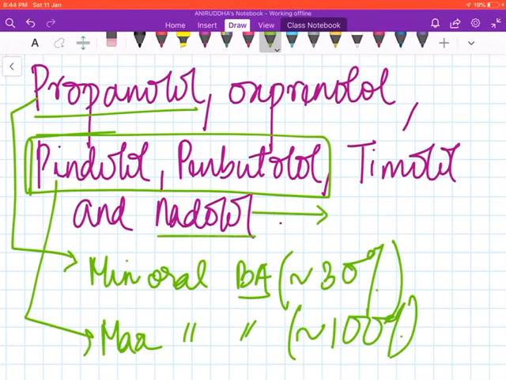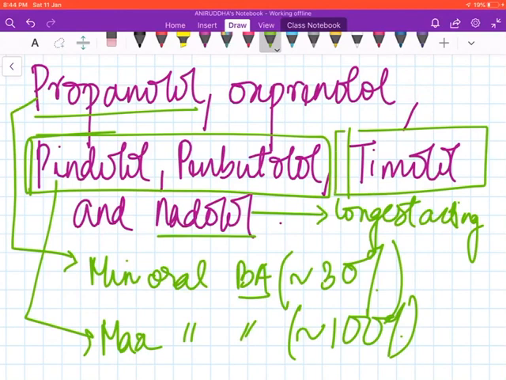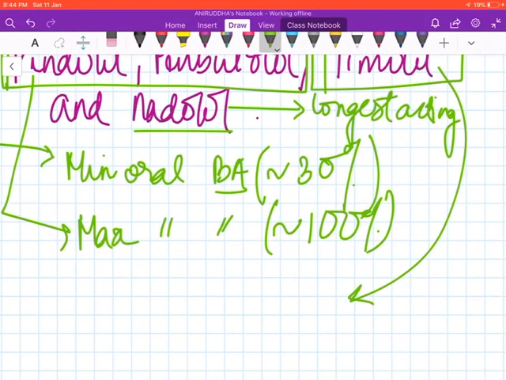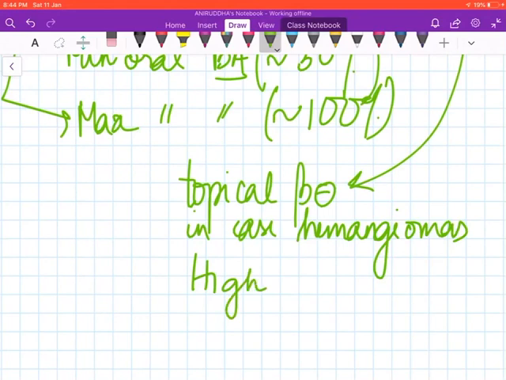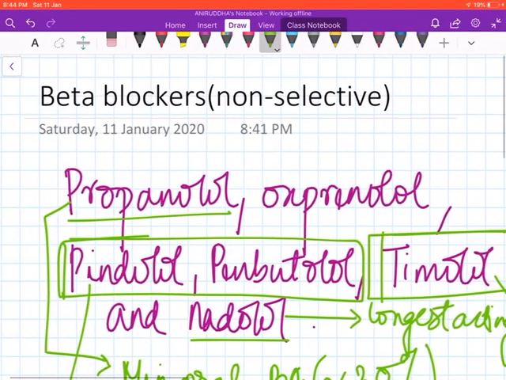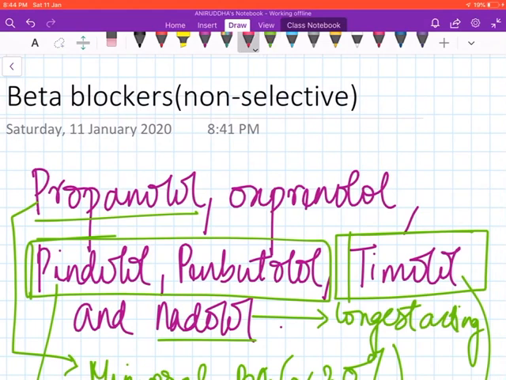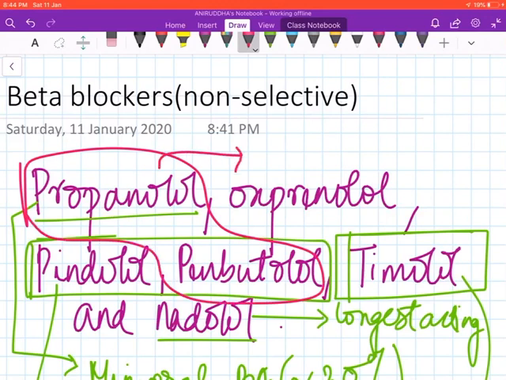Nadolol is the longest acting, again amongst all beta blockers. Timolol is used as a topical beta blocker in case of hemangiomas, and it has high water solubility. Also, you should remember that propranolol and penbutolol have high lipid solubility.